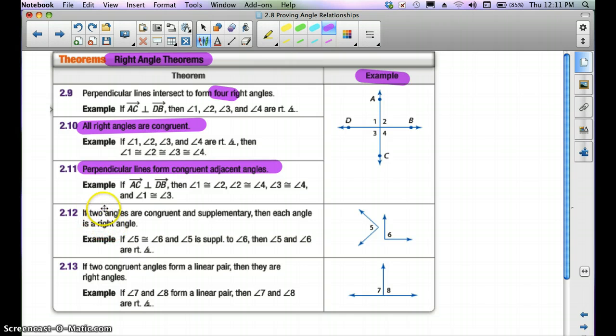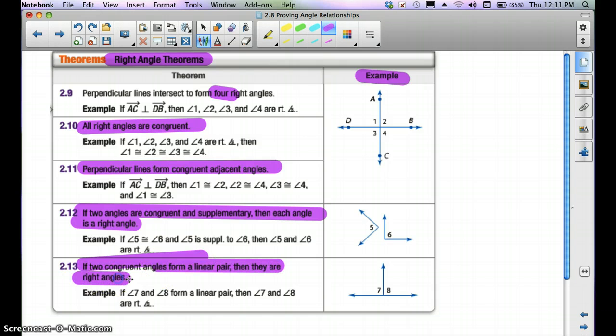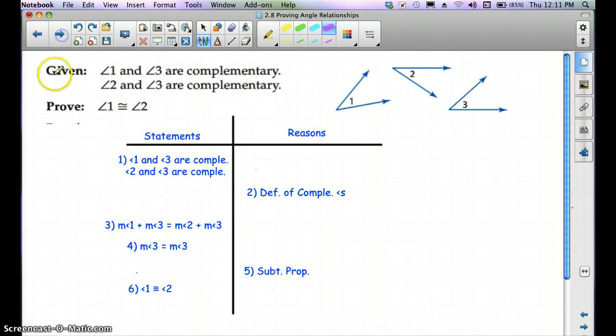And if two right angles are congruent and supplementary, then each angle is a right angle. So if they're congruent and supplementary, then we can say that they're both right angles. If two congruent angles form a linear pair, then they are right angles. So that's with right angles. That's a bunch of theorems with right angles.